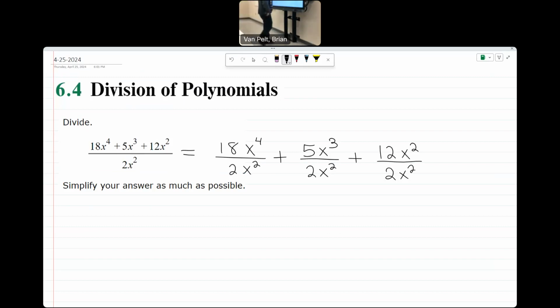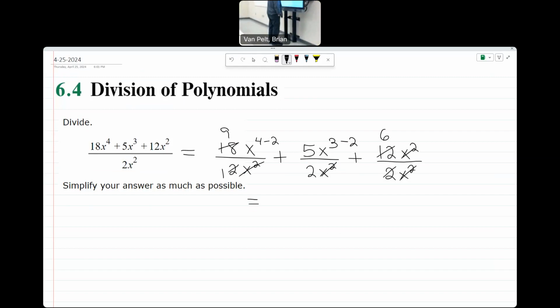Let's look at the first one here. 2 goes into 18 9 times, right? But the x's can be cleaned up too, right? We're going to take this out and subtract 2 from there. You follow? You good? Now the middle one, I can't do anything with the 5 and the 2, but the x's I can. So I can take this and minus 2. And then the last one, these all go away.